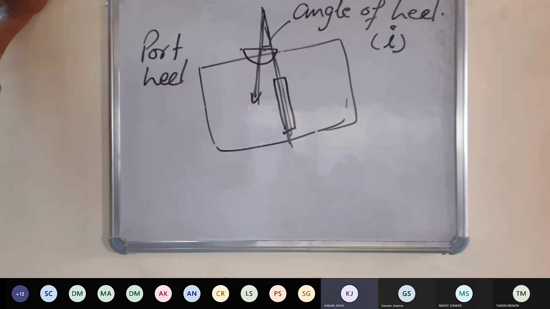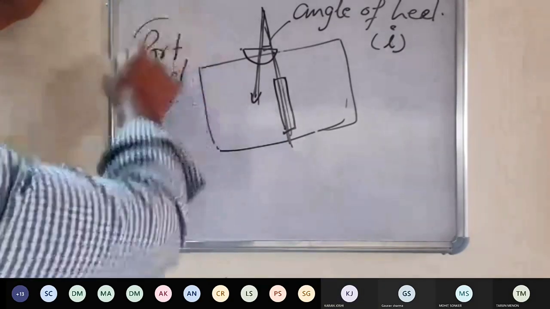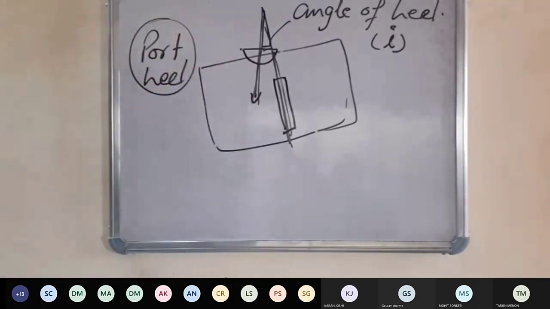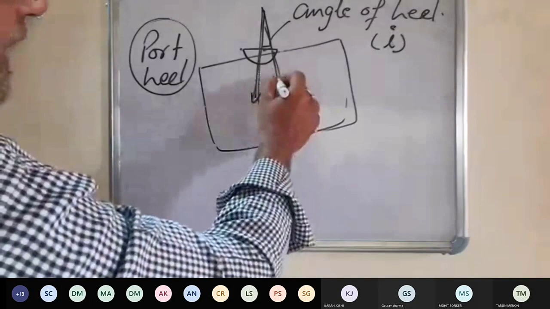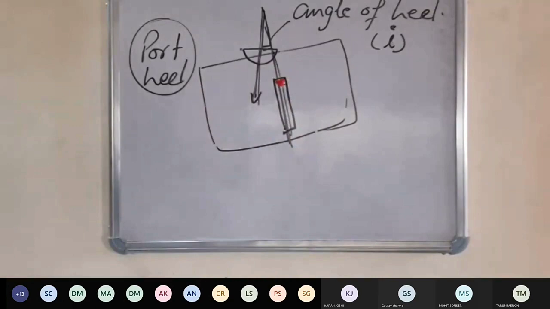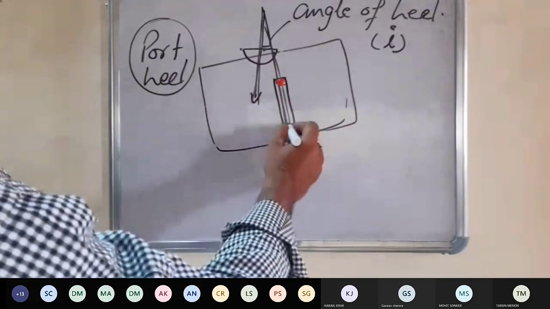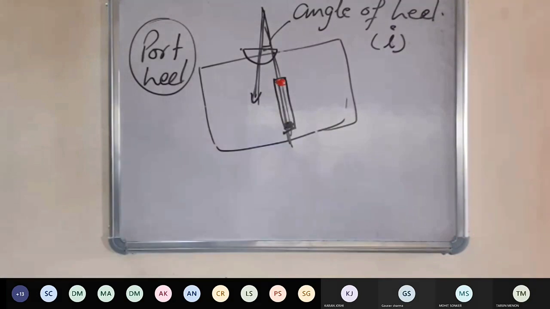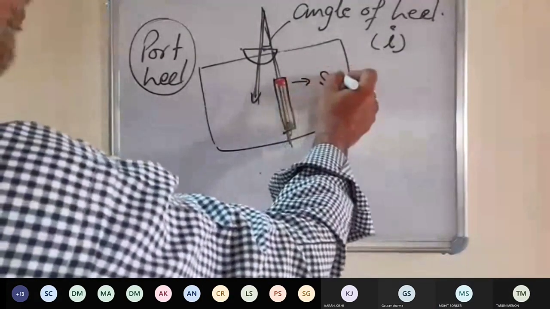Karanji, your mic is on. Okay. Yeah. So what we have is the port heel. In this case, for example, because of port heel, if this was the red end, which side has it shifted to? Yes, starboard. So the pole has shifted to starboard.